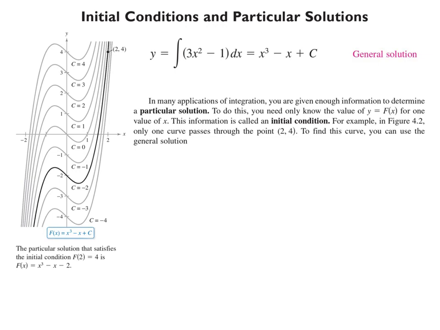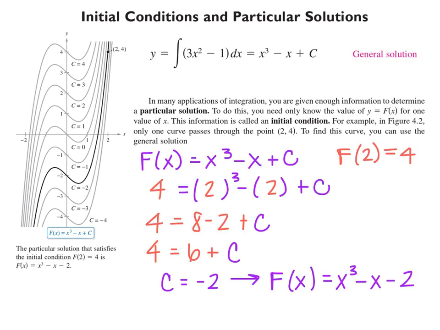Let's say that we're given this function here. We have the integral of 3x squared minus 1 dx. And we can use our integral rules to figure out that x cubed minus x plus c is a general solution. And so what you see here are all of the c values from -4 to +4 for this general solution. So while all of them are great, I'm going to look for one that passes through this point, 2, 4.